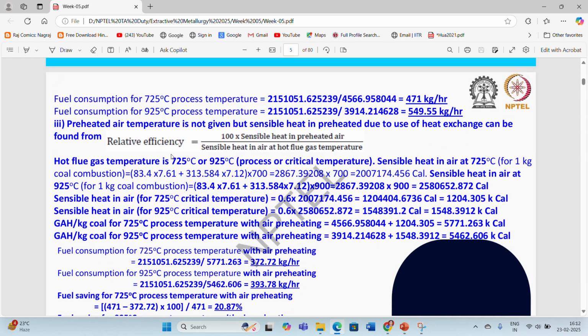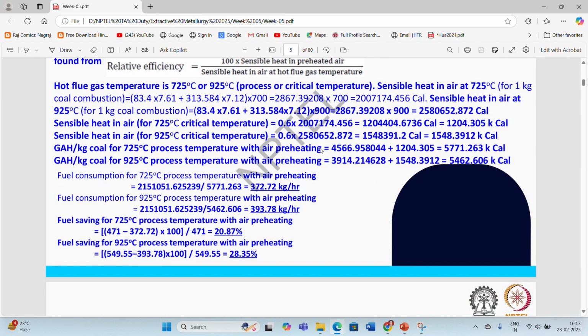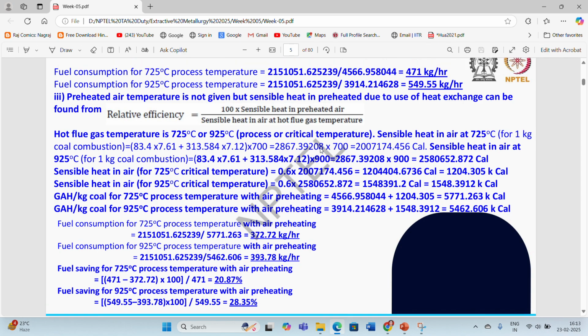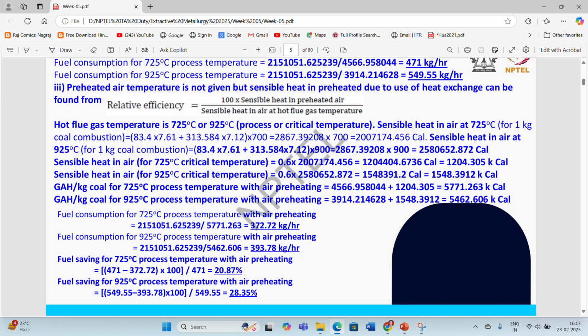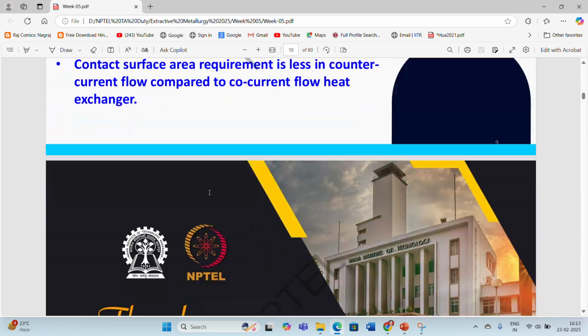Then we can calculate the preheated air temperature, which is not given, but sensible heat in preheated air due to use of heat exchanger can be found from relative efficiency equal to 100 into sensible heat in preheated air divided by sensible heat in air at hot flue gas temperature. So, with the help of these formulations, we can calculate the whole mass balance of the heat generations by the particular fuel combustion during a process. For these calculations, we require some empirical formulas like Dulong's formula or sensible heat calculation formula. Okay, so that we can calculate. Okay, now we come.